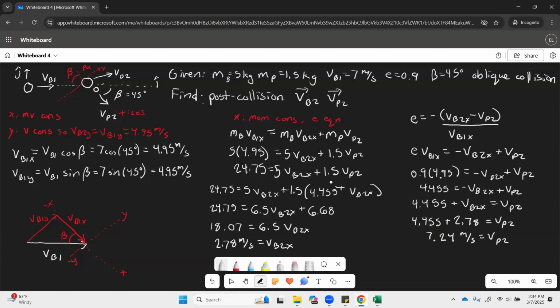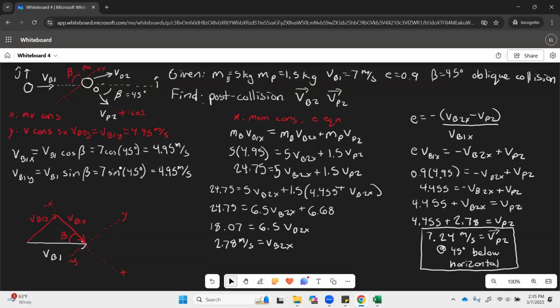Now the 7.24 is at an angle of 45 degrees here below the horizontal. So we'll just go ahead and write that at 45 degrees below horizontal. VB2x and VB2y, we need to combine those.